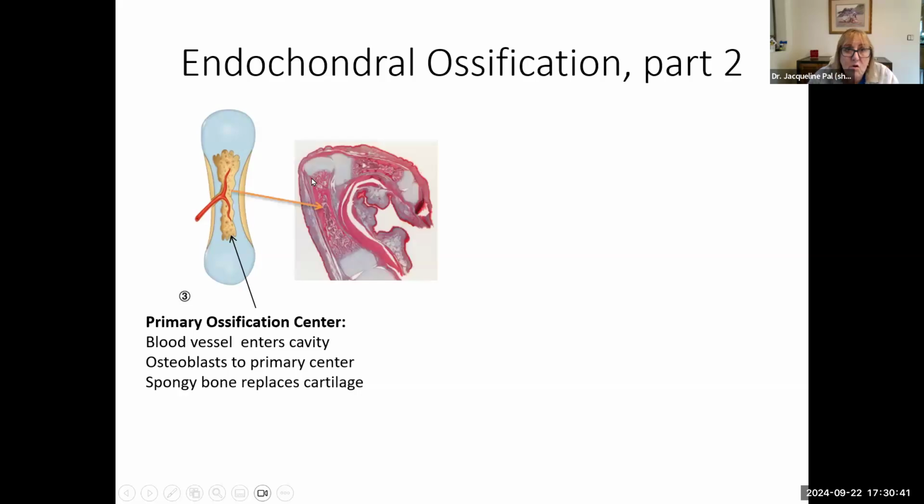Okay. And so you can see that here on this fetal picture. Do you see this bright pink stuff? That is spongy bone, and the blue is showing that there's still cartilage at the two epiphyses. And you can see that for this phalanx as well. Isn't that kind of cool?